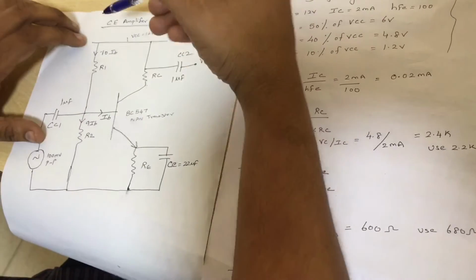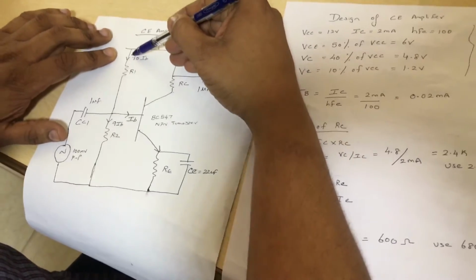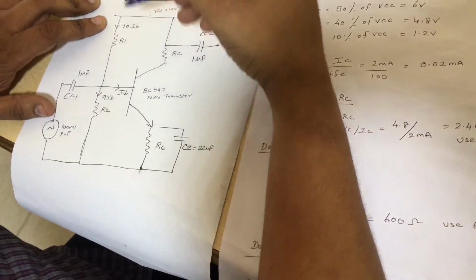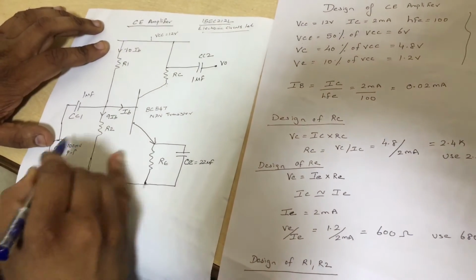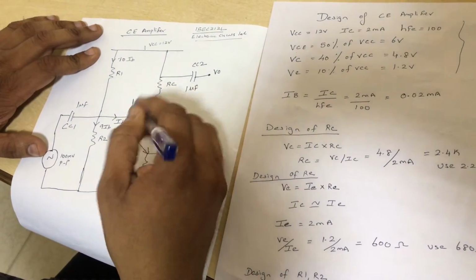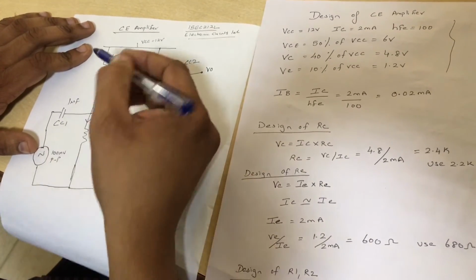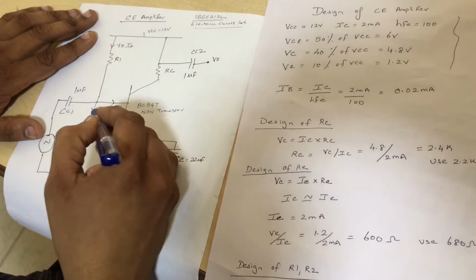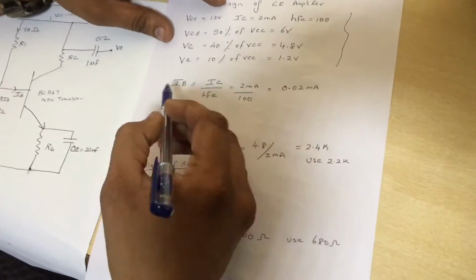And also we're going to assume that the current flowing through this resistor R1 should be at least 10 times the base current. Why? Because otherwise, during the negative half cycle, the base current will be pulled down, so that the transistor will go into cut off. So we need to ensure that a sufficient amount of base current flows. So we're going to fix the current flowing through R1 as 10 IB, and 9 IB across R2 and IB into the base. So we're going to see the design.